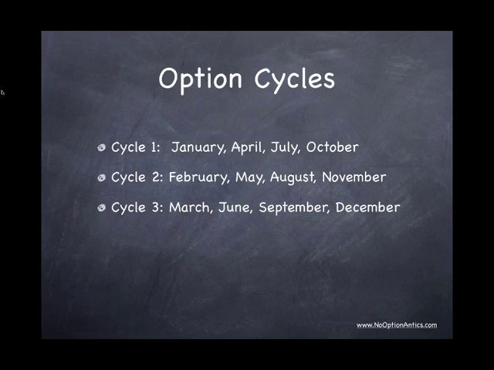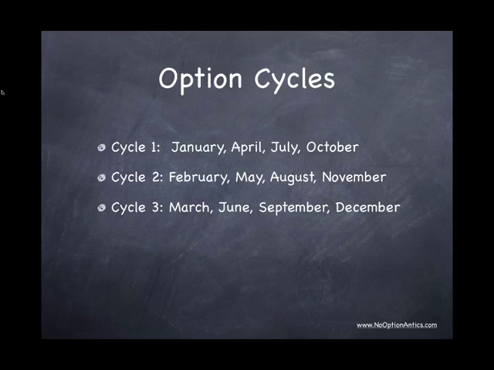Cycle 3 starts in March. It'll skip April and May. The next cycle will be June. It'll skip July and August. The next cycle will be September. And then it'll skip October and November, and the last cycle will be in December. So these are how the cycles operate.